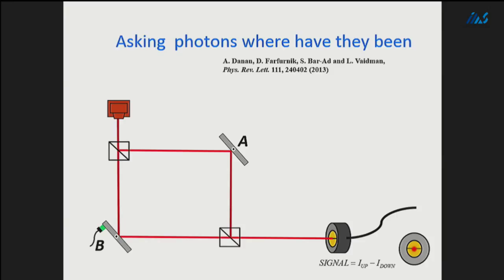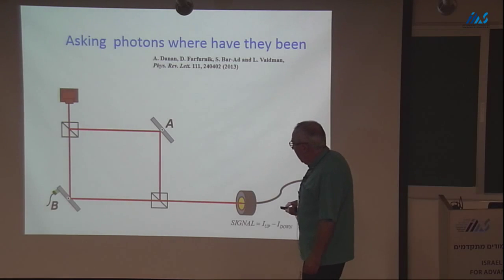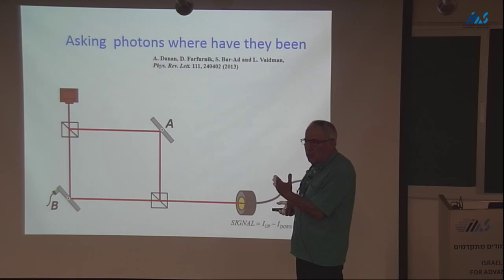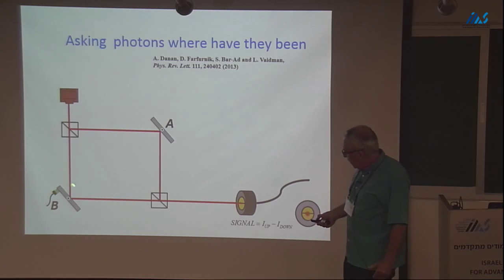How do we ask photons where they have been? They don't usually talk. So first we have to give them information so we can ask them something. And the way to give them information was the following. You see, this is a simple interferometer, and the photon might be here. We want to ask if it was here or not.